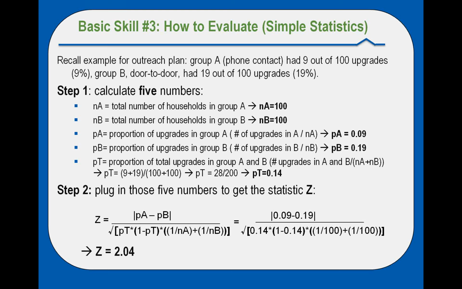Okay, so that's step one. And then step two is you just plug in those 5 numbers to get the statistic that we just called the Z statistic. So you just plug them into this equation, and you get a number. So in this case, the number is Z equals 2.04.